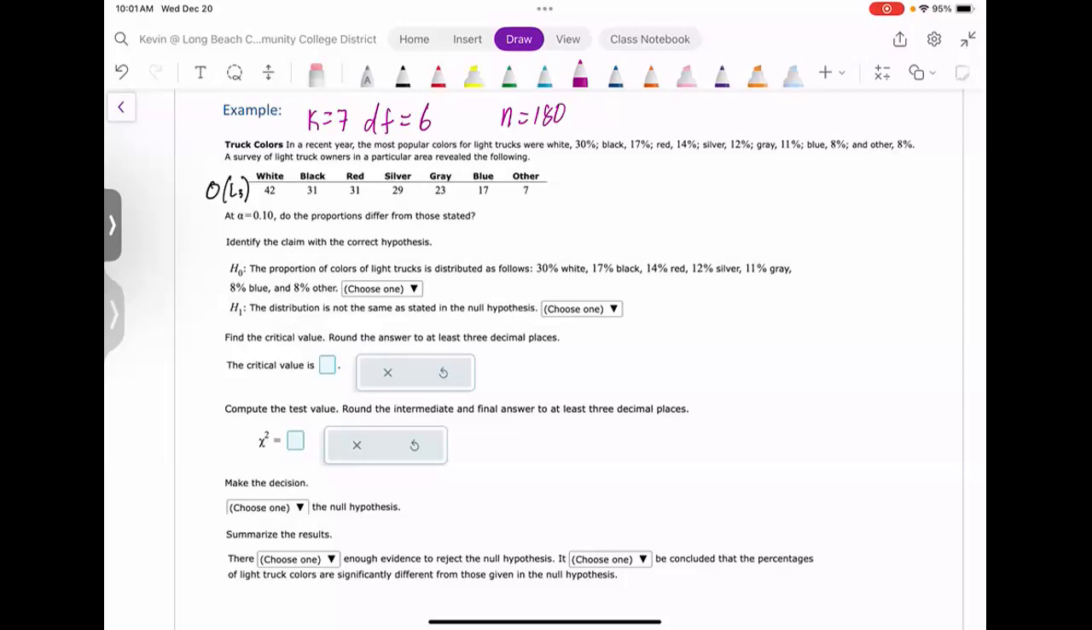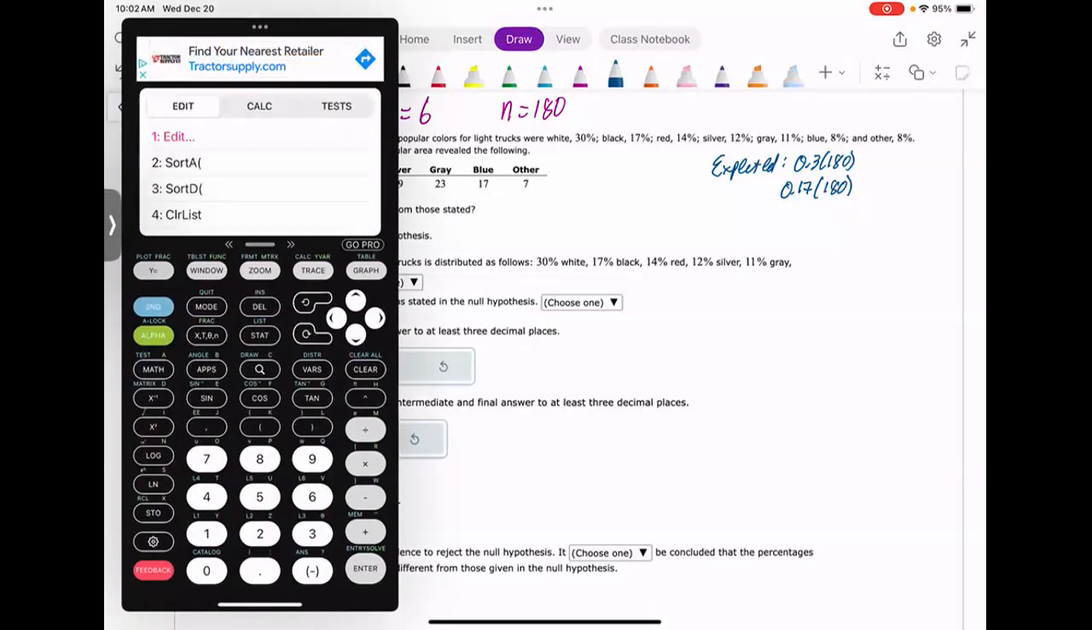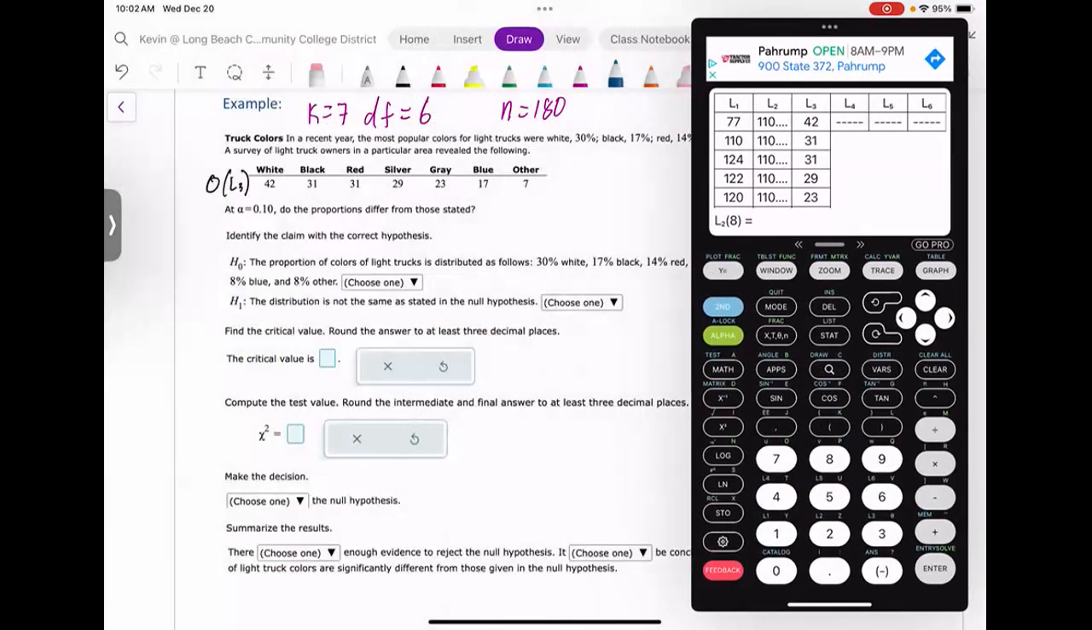Now our expected is going to be the 30% times 180. That's for the black. I'm sorry, that's for the white. Then 17% of 180 is going to be the black, and so on. But here's what I'm going to do. I'm going to go directly to my list. And you'll note I have in my list 3, 42, 31, and so on. So I have the data.